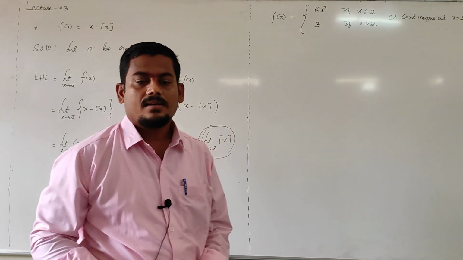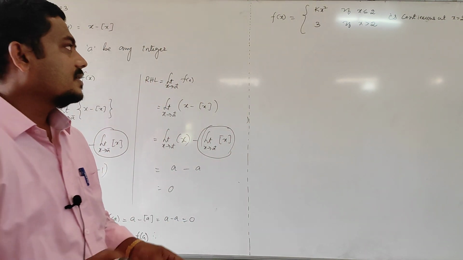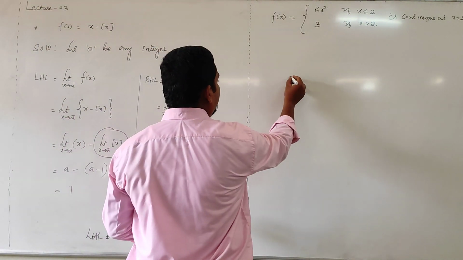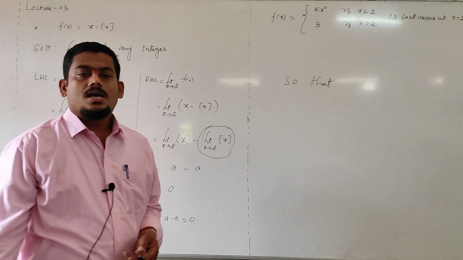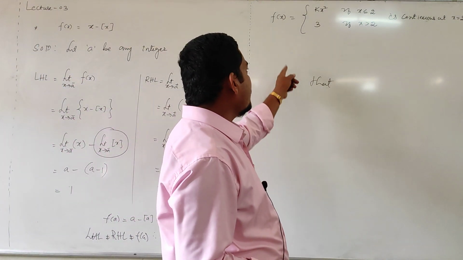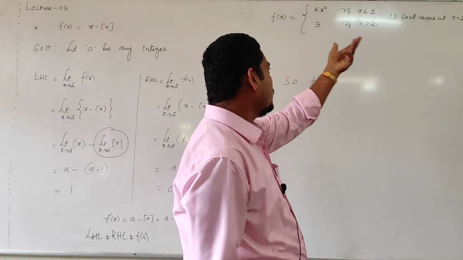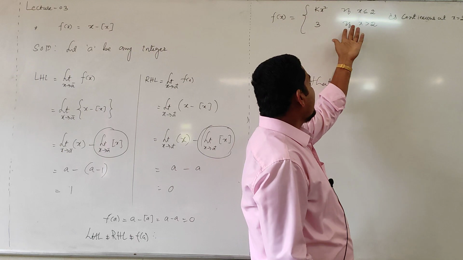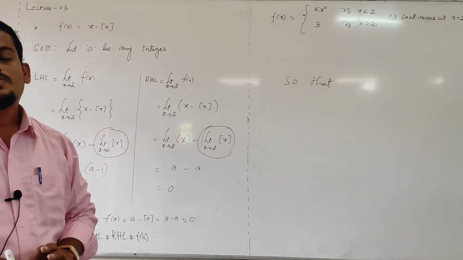Once again, the question: find the values of k so that the function f of x equal to kx square if x is less than or equal to 2, and 3 if x is greater than 2, is continuous at x equal to 2.